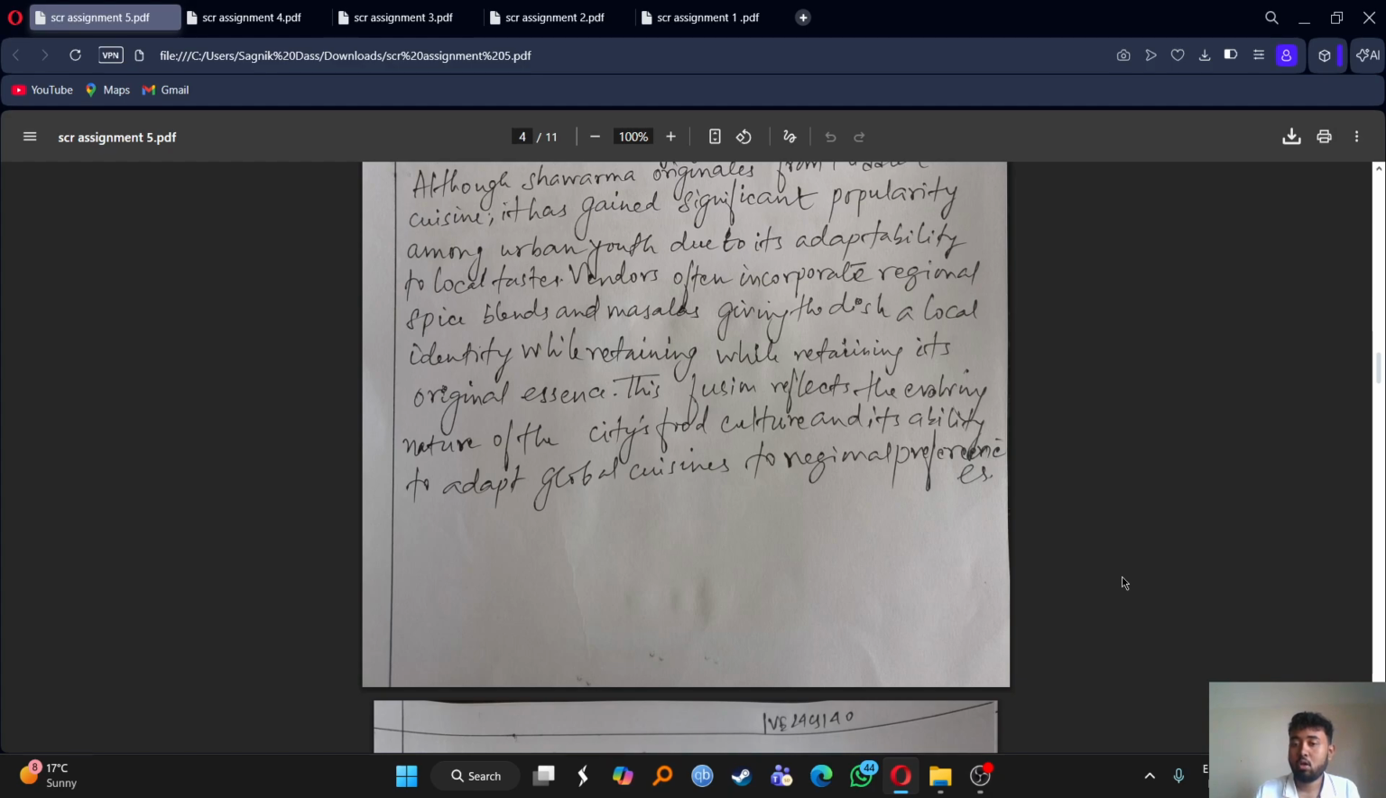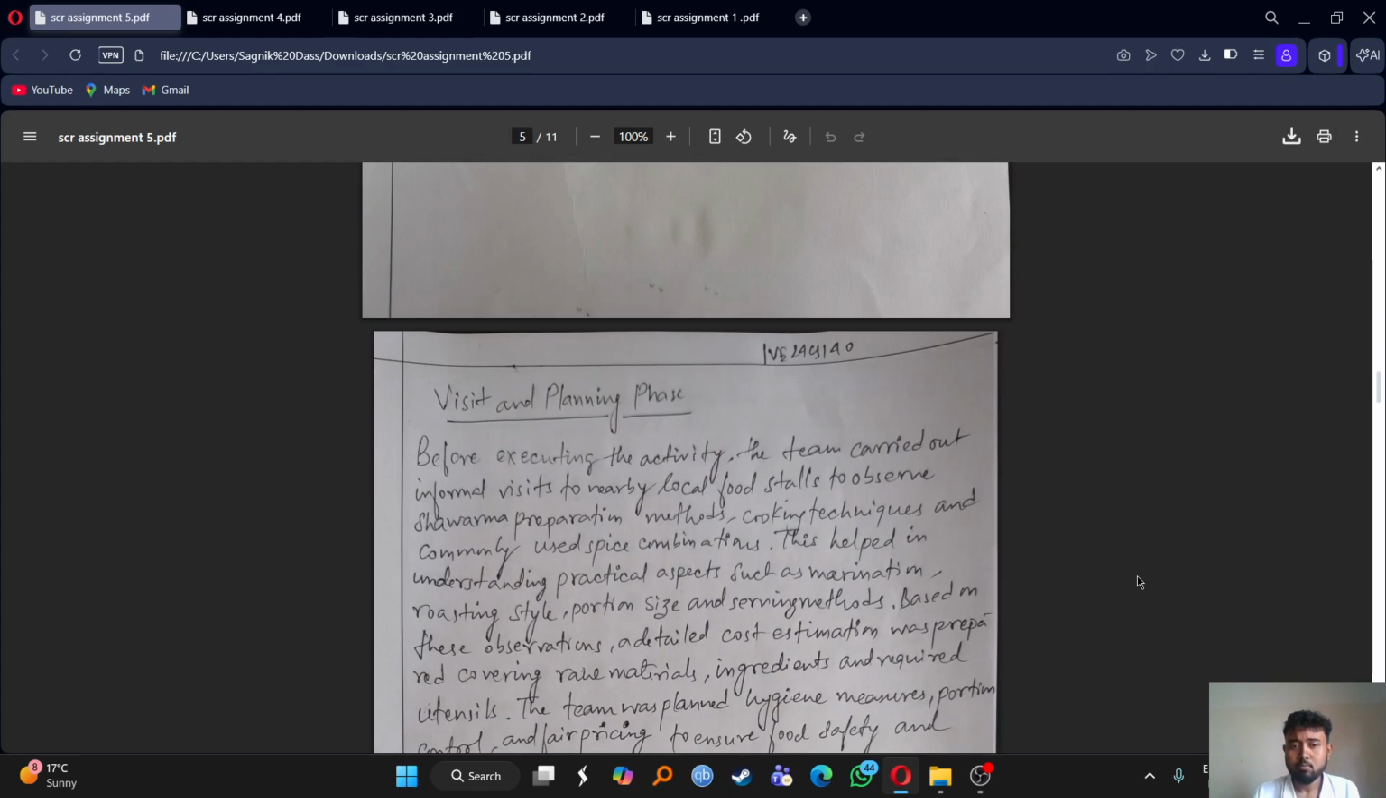Since shawarma is very popular in Bangalore, and shawarma also reflects the evolving nature of the city's food culture, Bangalore's food culture, and ability to adapt to global cuisine and regional preferences.